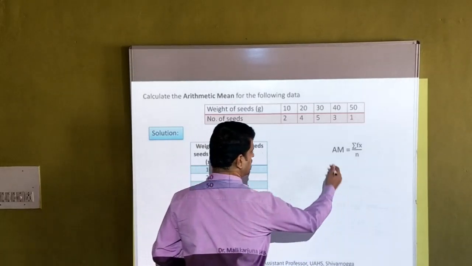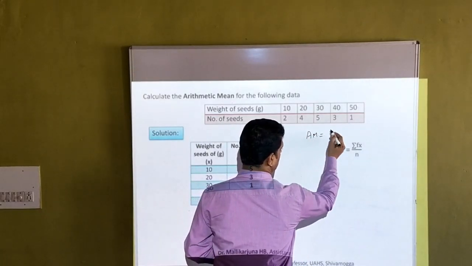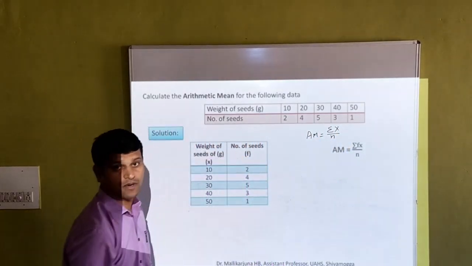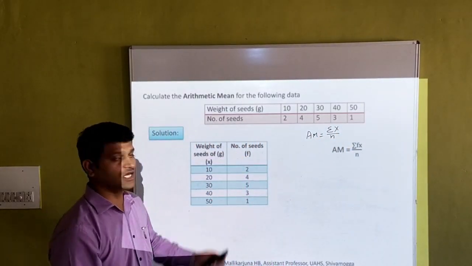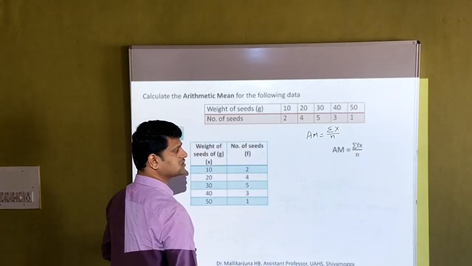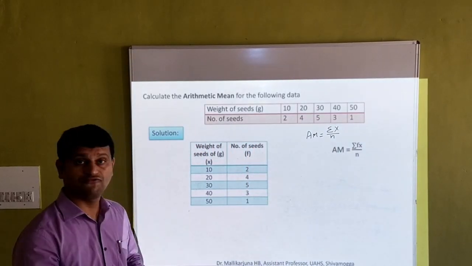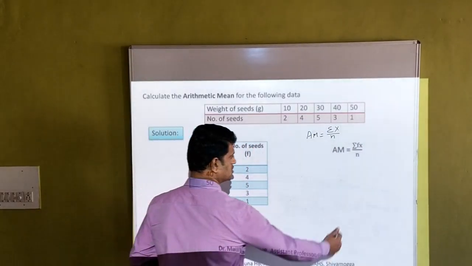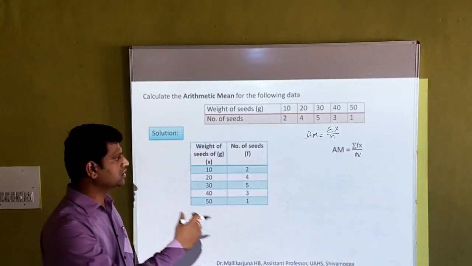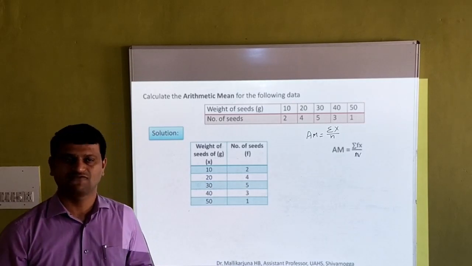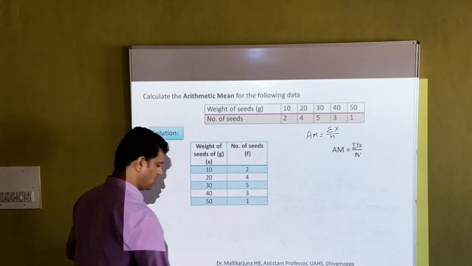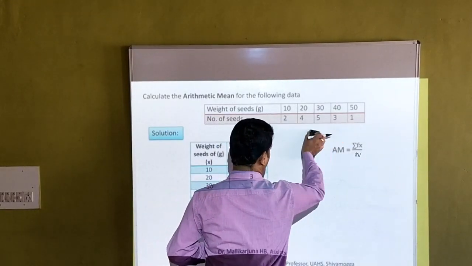For raw data, we have already studied AM is equal to summation of x by small n. Here x is the set of observations, n is the number of observations. Here the only thing added is summation of fx. F we have taken the product, and this is not a small n, this is capital N. So here f is the frequency, x is the set of observations, N is the total frequency.